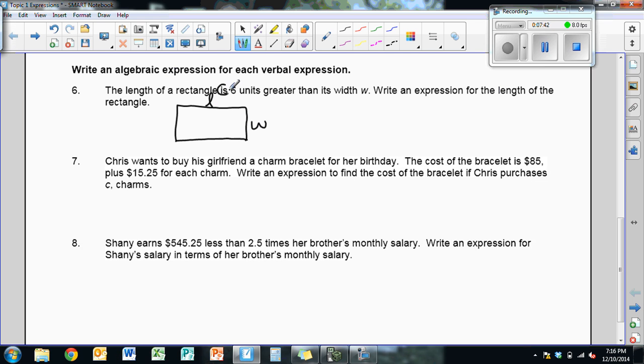They tell us the length is, which means equals, 6 units greater than, which means plus the width. So we have our length is 6 units greater than the width. And that greater than switches it, so we have W plus 6. Then the problem asks for an expression for the length. Well, we just found that. It is W plus 6.